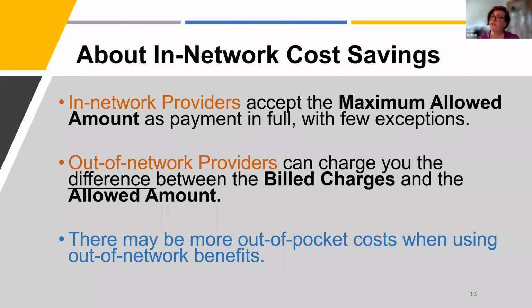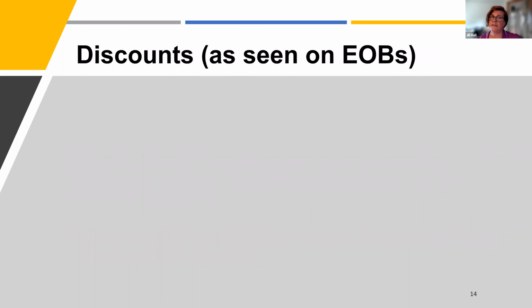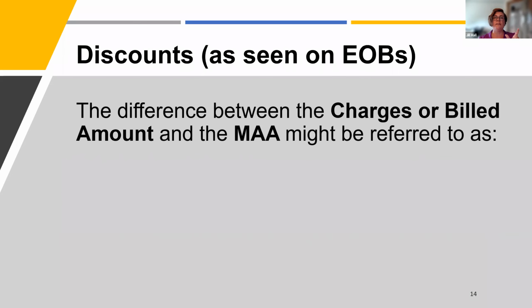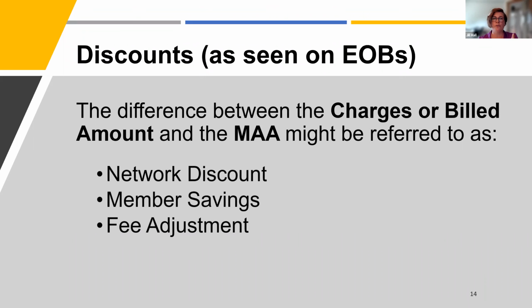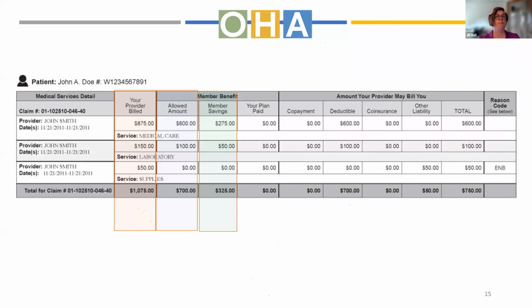Which brings me to the next term we see on EOBs, and that's discounts. If your EOB shows a discount column, this refers to the difference between the billed amounts and the allowed amounts. Discounts on EOBs might be referred to as a network discount, a member savings, or a fee adjustment. So here are some examples of how it would look on an EOB.